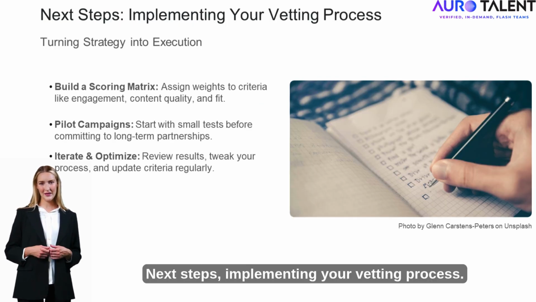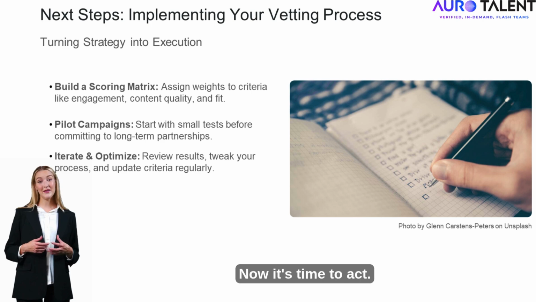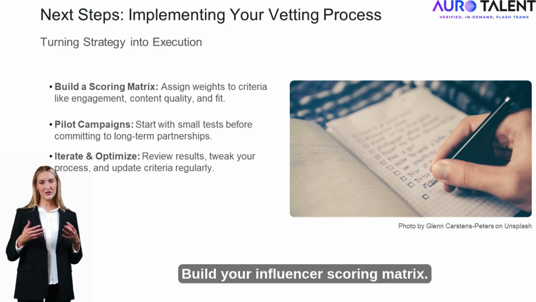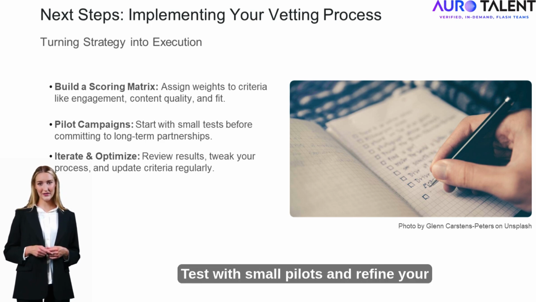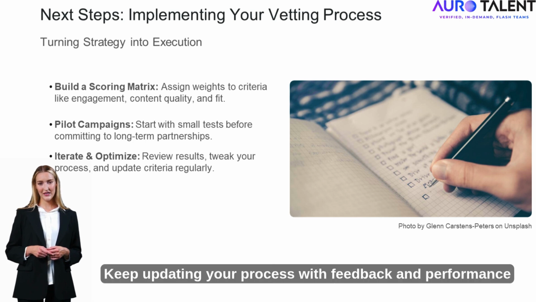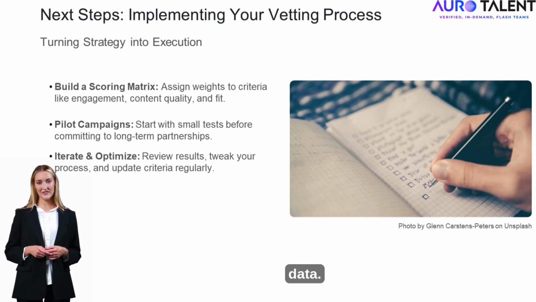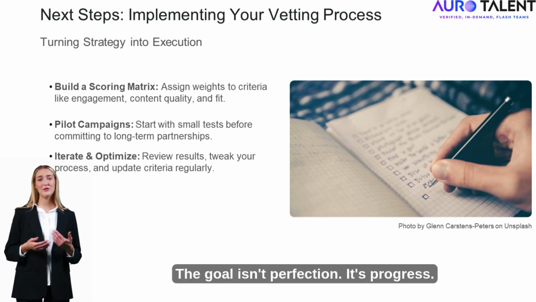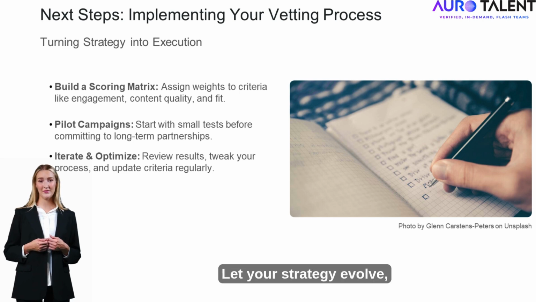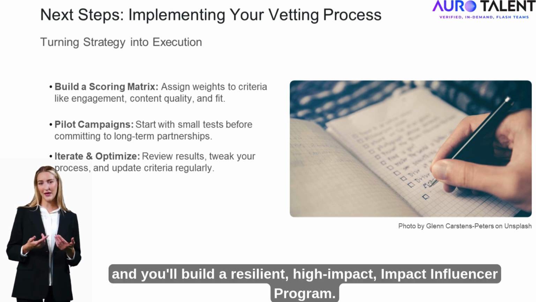Next steps: implementing your vetting process. Now it's time to act. Build your influencer scoring matrix. Test with small pilots and refine your approach. Keep updating your process with feedback and performance data. The goal isn't perfection, it's progress. Let your strategy evolve, and you'll build a resilient, high-impact influencer program.